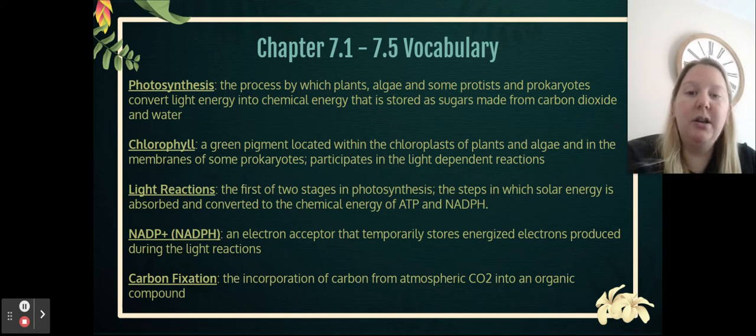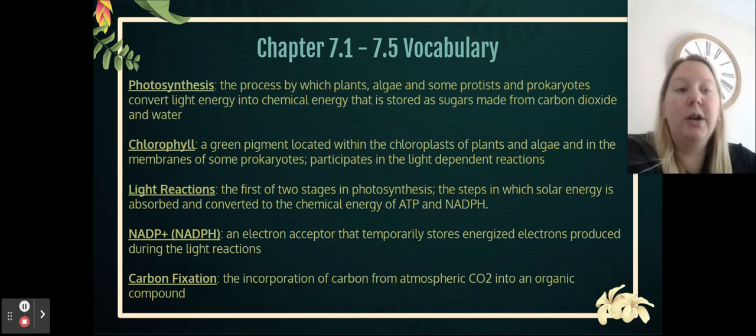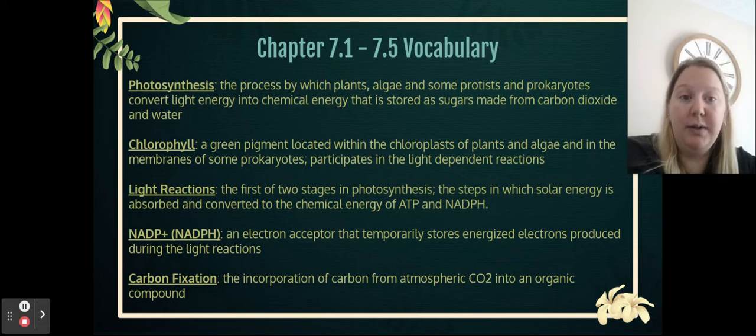The light reactions are the first two stages of photosynthesis, the steps in which the sunlight or solar energy is absorbed and converted into chemical energy in the forms of ATP and NADPH. NADP+ or NADPH is an electron carrier that temporarily stores energized electrons that are produced during the light-dependent reactions. Carbon fixation is the incorporation of carbon from the atmosphere, from CO2, into organic compounds that we then can consume in the form of food.